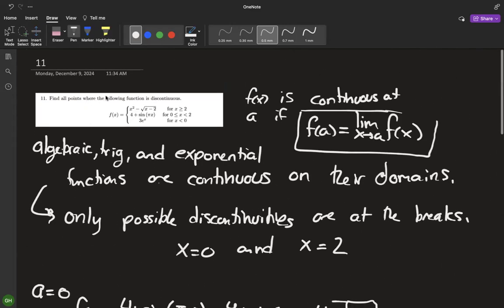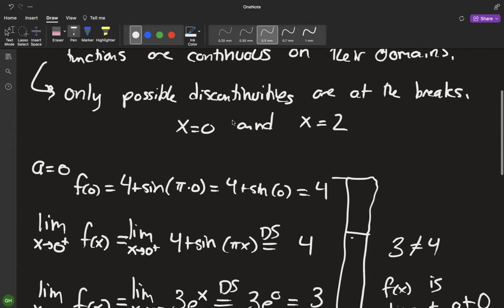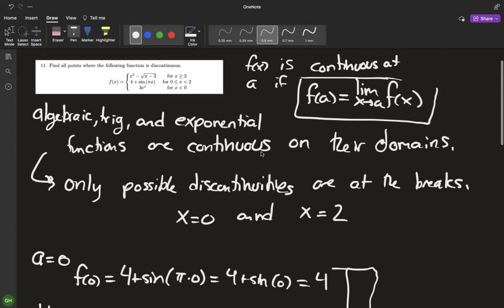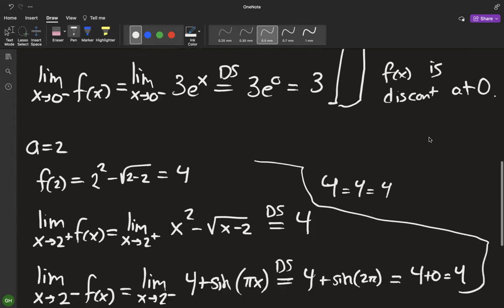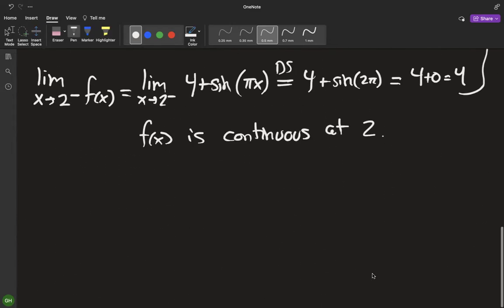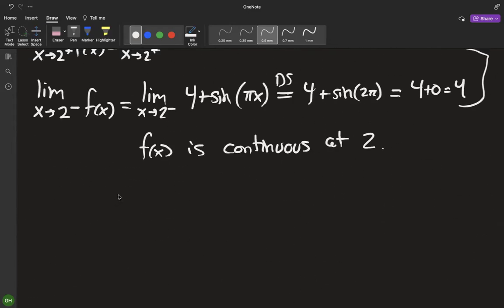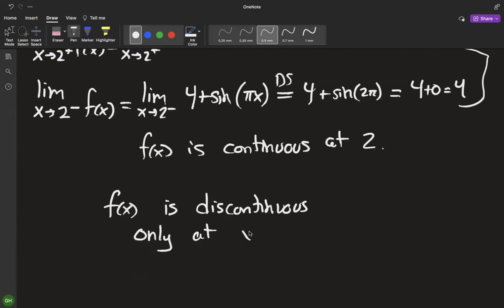So this question was asking me to find all the points where it's discontinuous. We know immediately, since it's a piecewise function, that it could only be discontinuous at 0 or 2. It could be both. It could be neither. And then by checking it, we found that it is continuous at 2, but not at 0. So our final answer is f of x is discontinuous only at x equals 0.